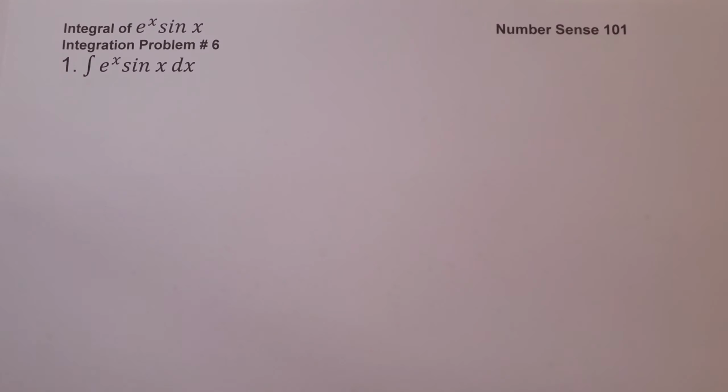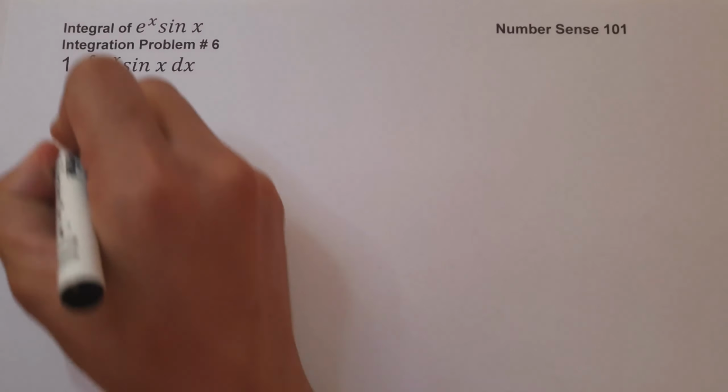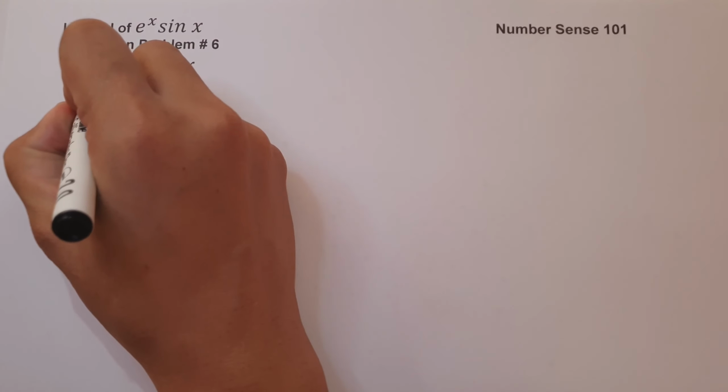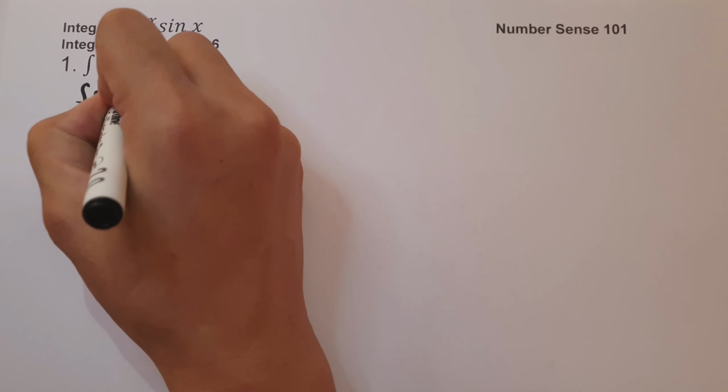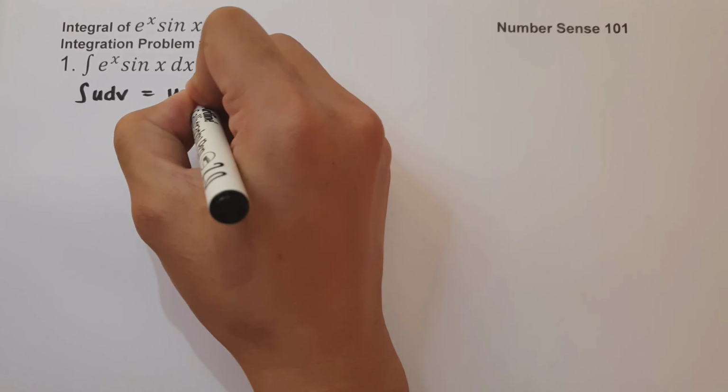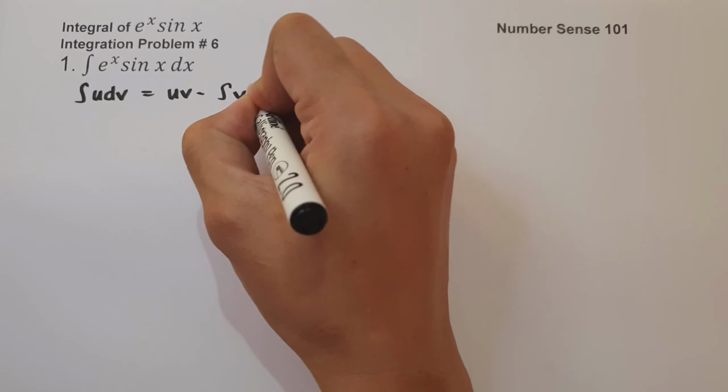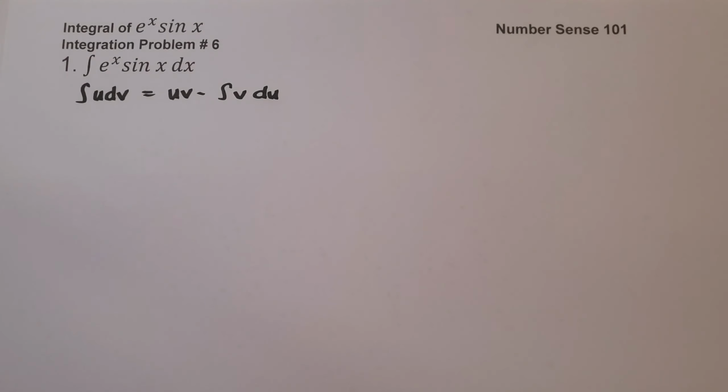To simplify this one, let us use integration by parts. That is, the antiderivative of u dv is equal to u times v minus the antiderivative of v du. So which of the following terms is the value of u?